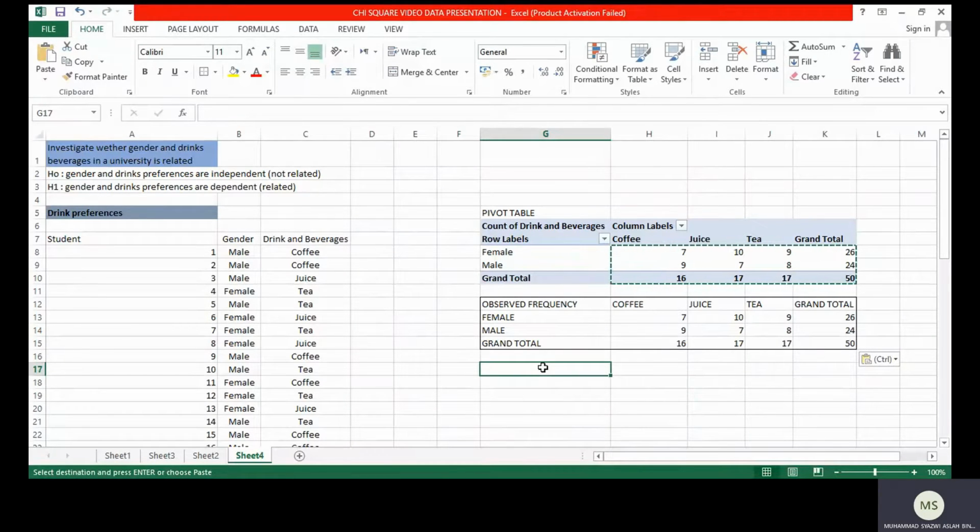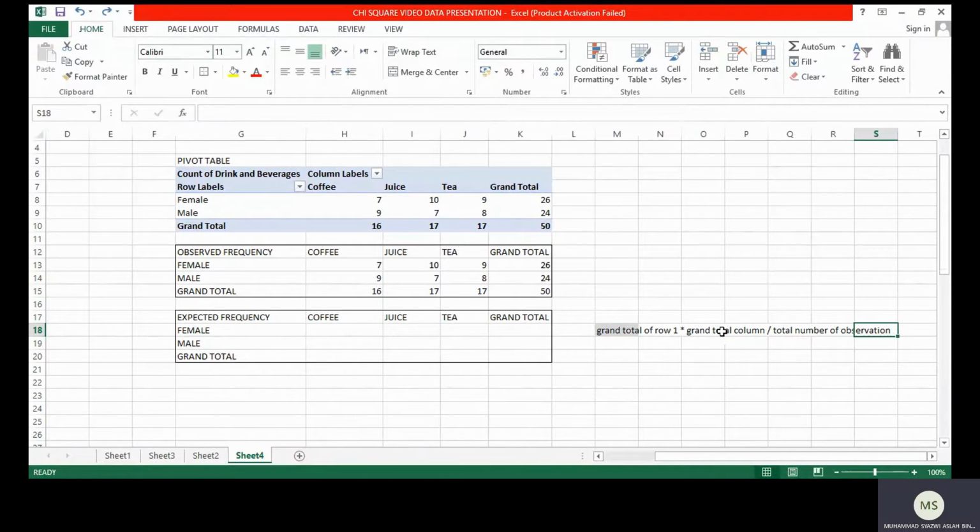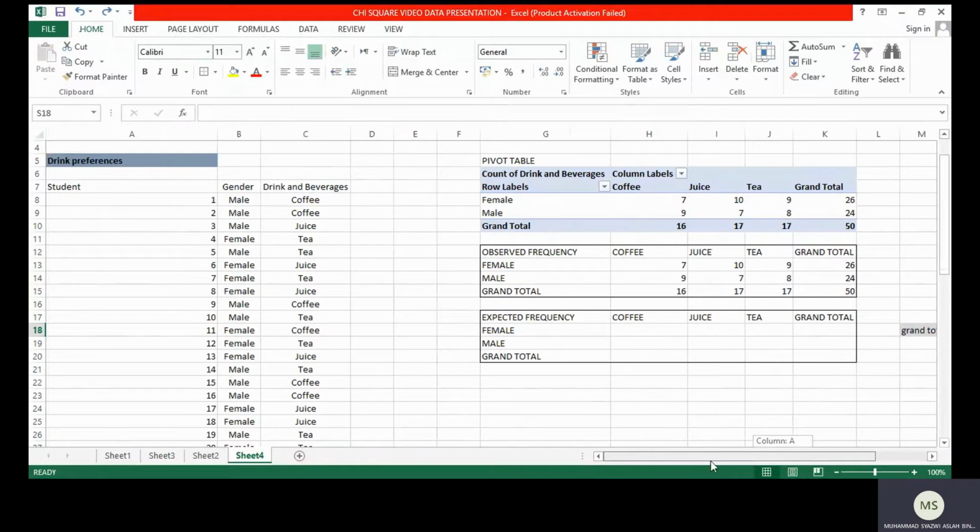Now we go to the expected frequency. To get the expected frequency value, we will use the formula of grand total of row times grand total of column divided by total number of observations.